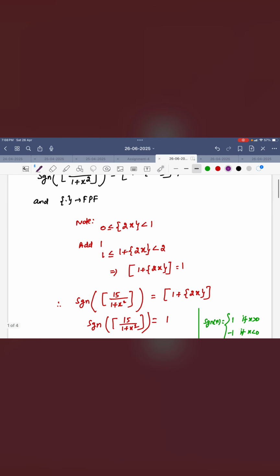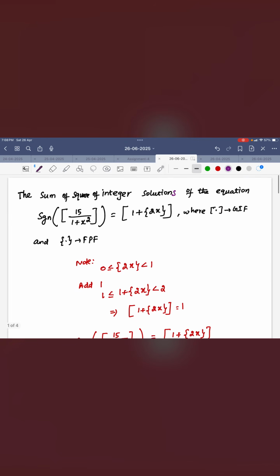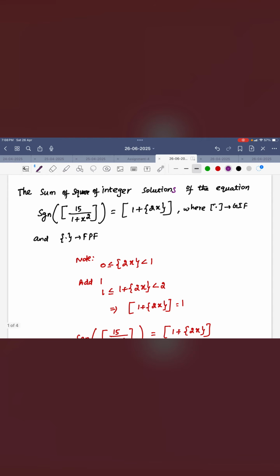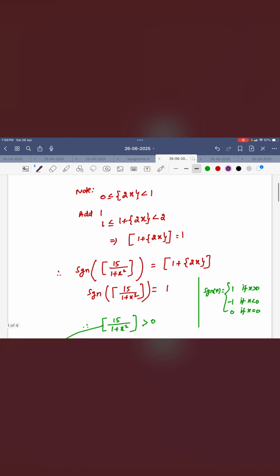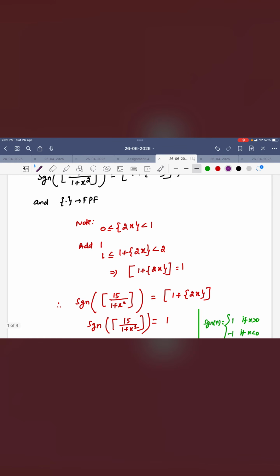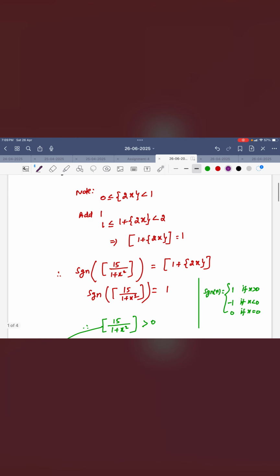Okay. Now you can see the right side you have to simplify it, right? So greatest integer function of 1 plus fractional part of 2 times x. You know that fractional part of 2 times x is 0 to 1. Now you can add 1 both sides, so that 1 plus fractional part of 2x is 1 to 2. If something is 1 to 2, it means the inside of the greatest integer function should be 1, right? Okay. Now you simplified the right side, that completely is equal to 1.